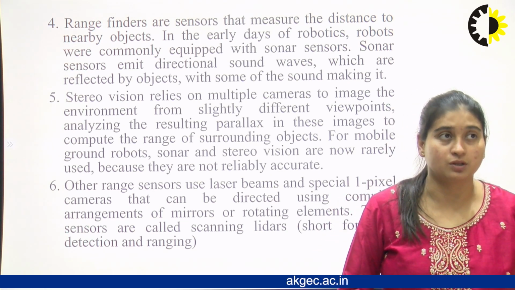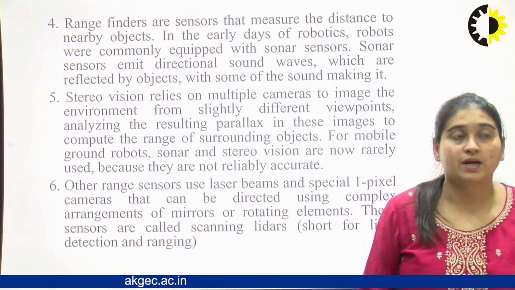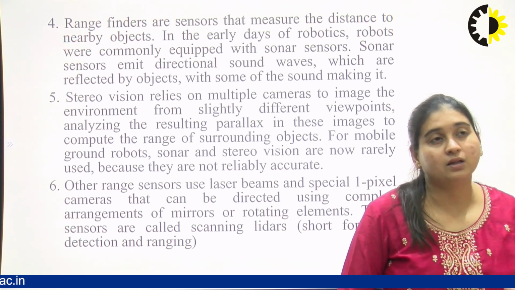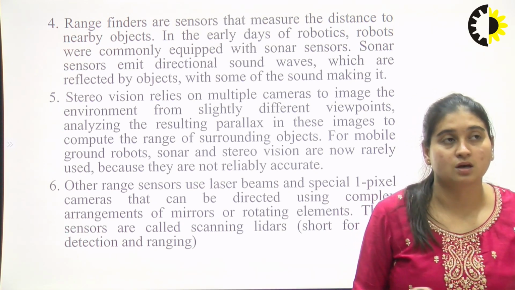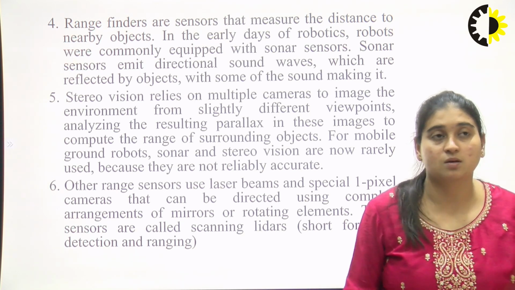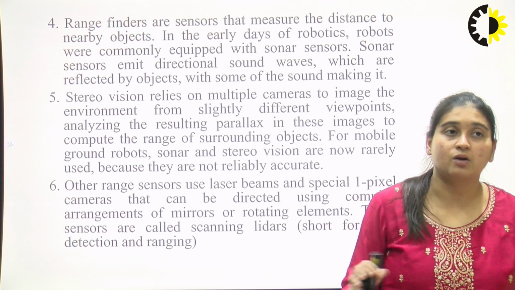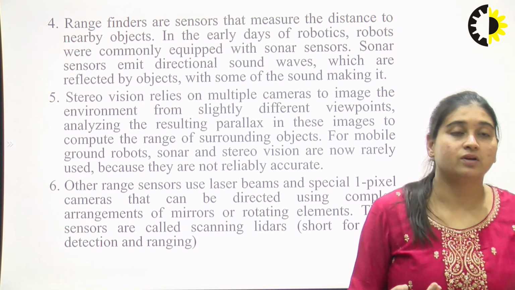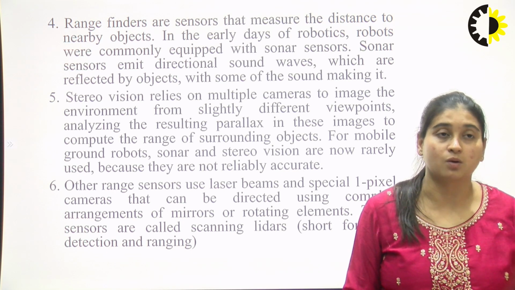Now, there are some terminologies like range finders and stereo visions. Range finders are sensors that measure the distance to nearby objects. In the early days of robotics, robots were usually equipped with sonar sensors. Sonar sensors emit directional sound waves which are reflected by the objects, with some of the sound making it back. Next, we have stereo vision. They rely on multiple cameras to image the environment from slightly different viewpoints and analyze the resulting parallax in these images to compute the range of surrounding objects.